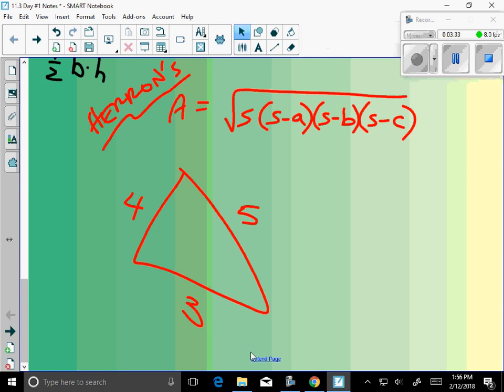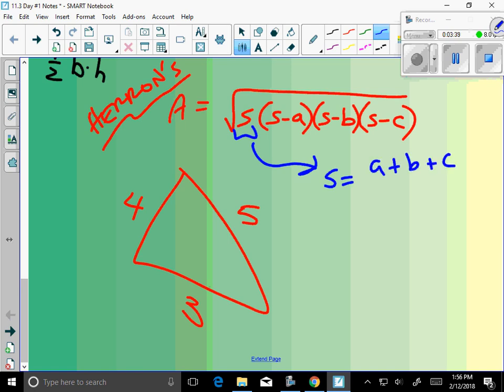Here's how this works. S is equal to A plus B plus C divided by 2. Who came up with that? Well, some old person. I don't know who it was. Probably someone named Heron. But we'll call him the hero. Okay? So let's find S. S would equal 3 plus 4 plus 5 divided by 2. Well, that'd be 12 divided by 2. So S would equal 6.